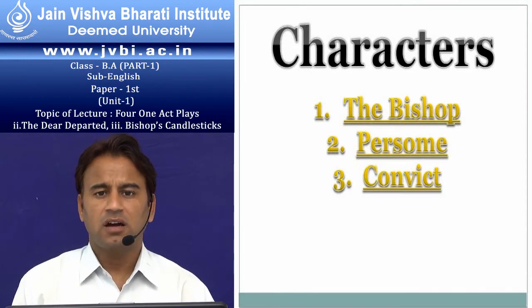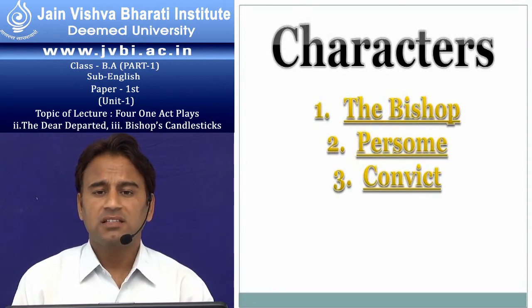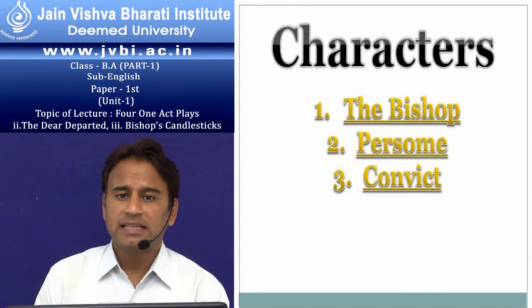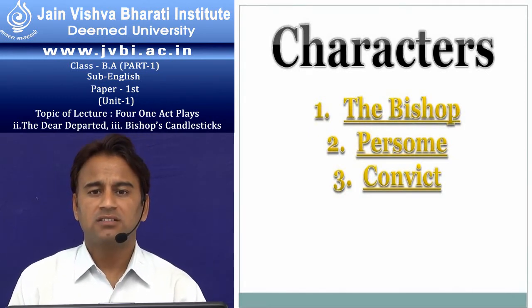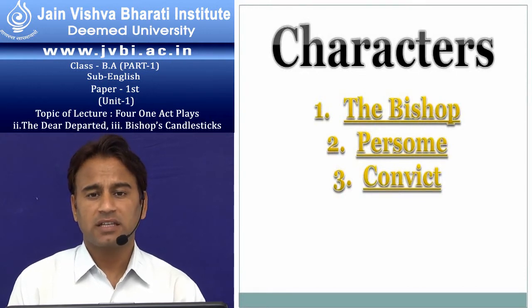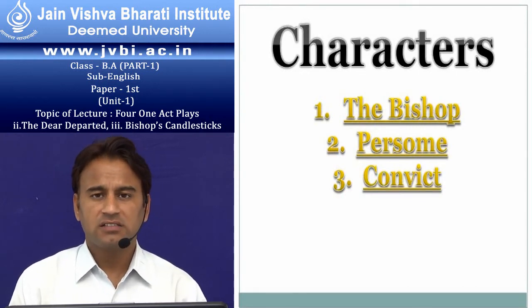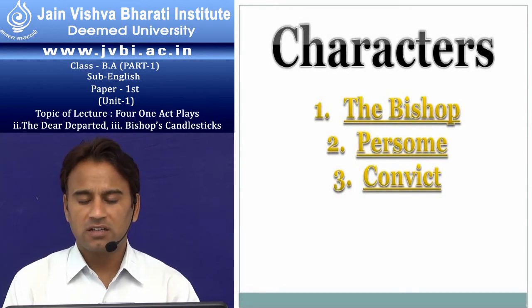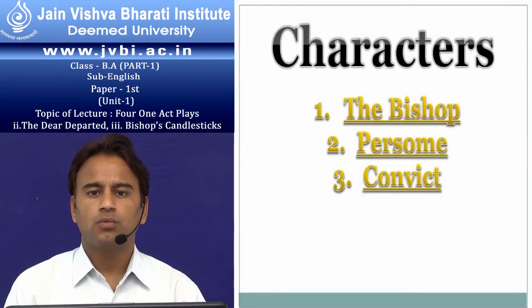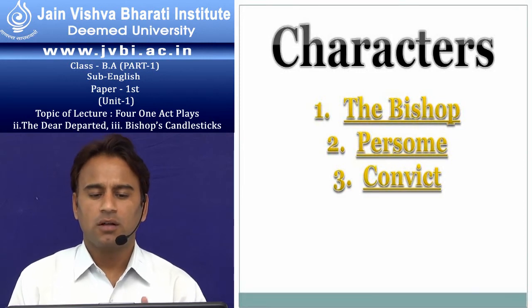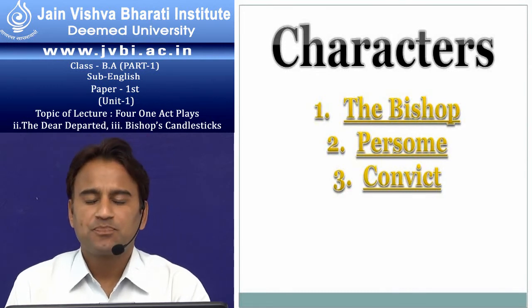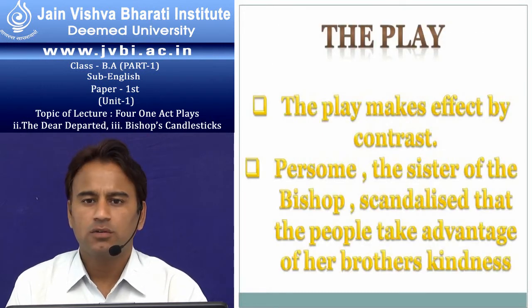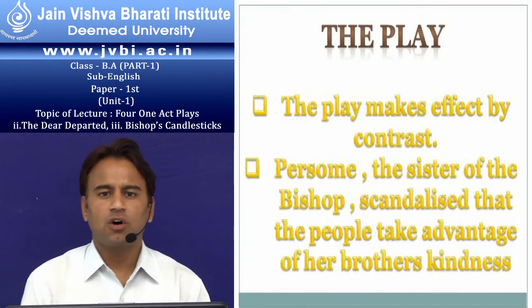And the second is his sister, Pursum. Pursum is a greedy woman, and she proclaimed that his brother has sold all the property to help the poor, and she doesn't like it. And the third major character is the convict. The convict is an outsider who wants to steal the things of Mr. Bishop's.